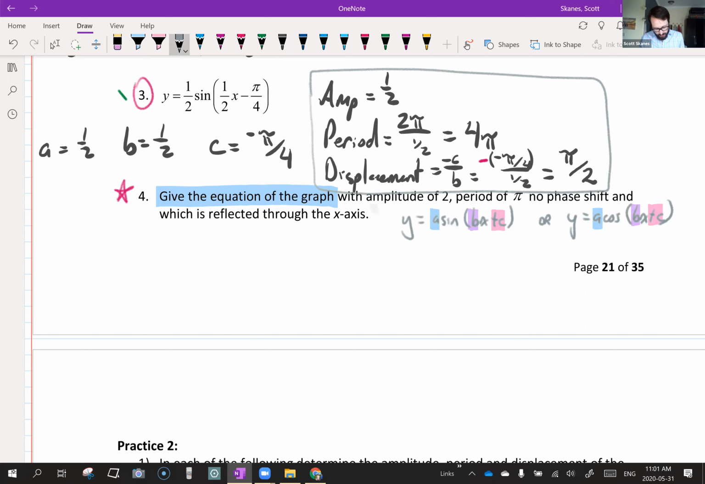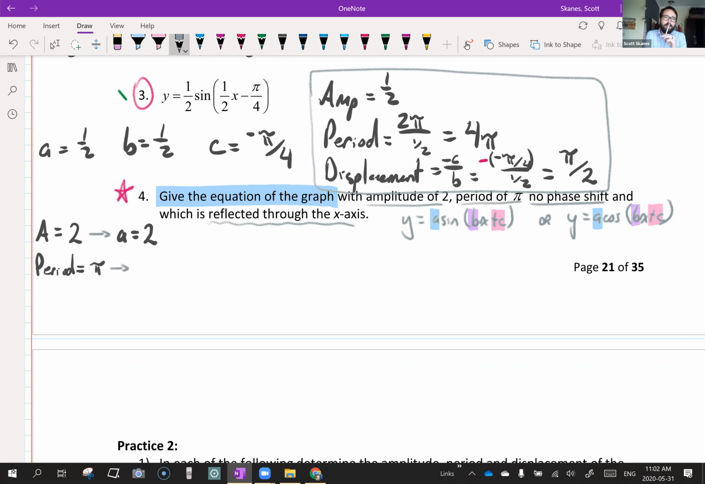So what we're given, it says amplitude of 2, period of pi, no phase shift, and then it's reflected through the x-axis. So I'll deal with that last piece of information later. So look at this. A is given. It's 2. What that means is that A must also be 2, little a. So that one's pretty simple. That one's done. Where it gets interesting or tricky is when we get to things like period. So period is given directly. It's given as pi.